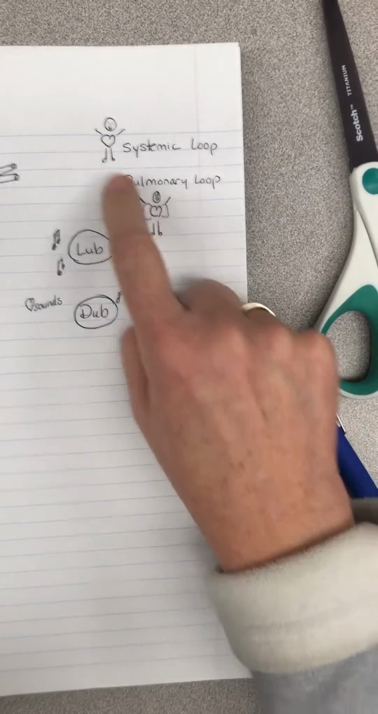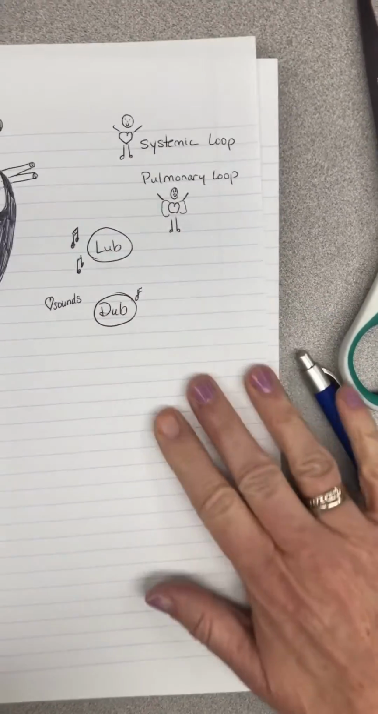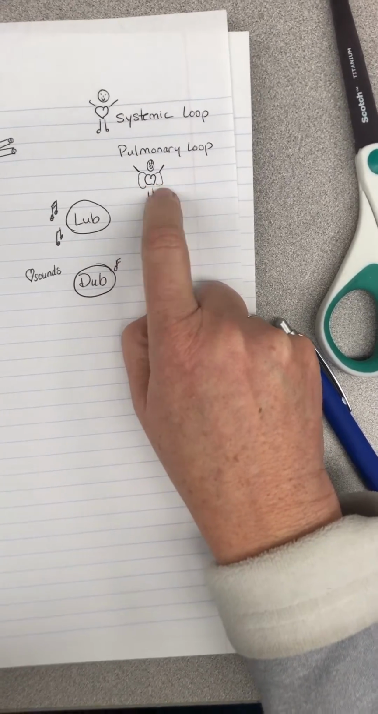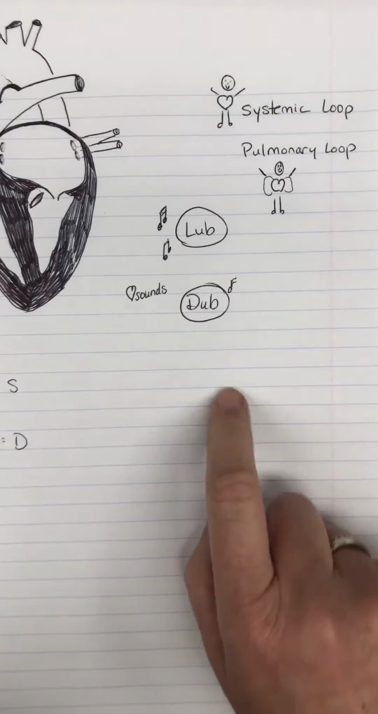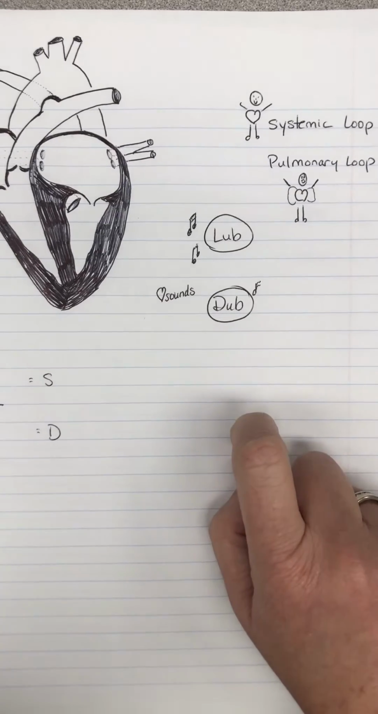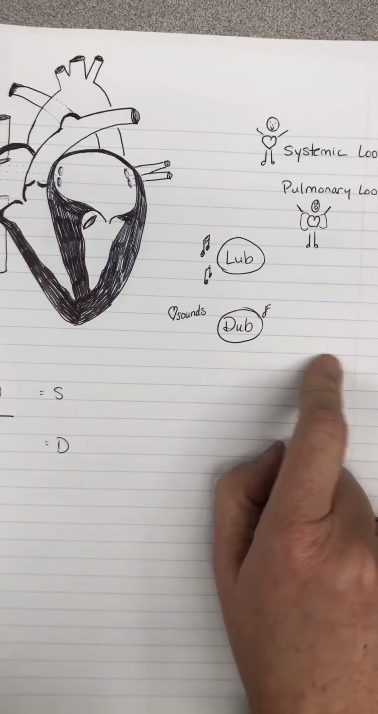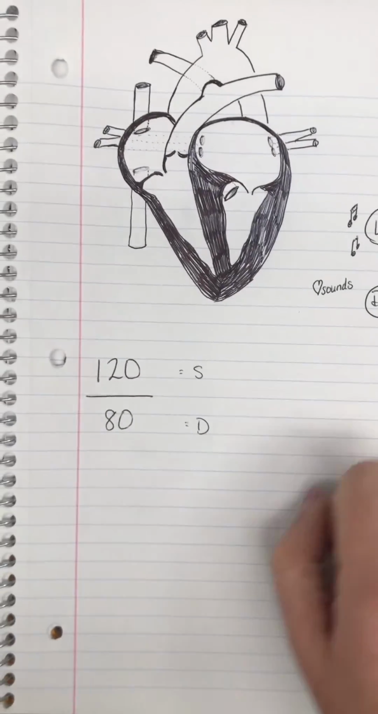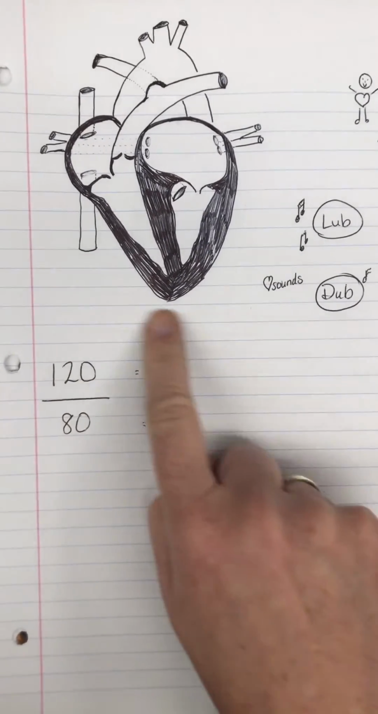You can use your red and blue pens to draw some arrows. This little guy's just got a heart. This little guy's got a heart and some lungs. You'll want to listen for what the lub and the dub sounds are. Tell me what the lub is, tell me what the dub is, and what's actually causing those sounds. And then the video will end with a little bit about blood pressure.